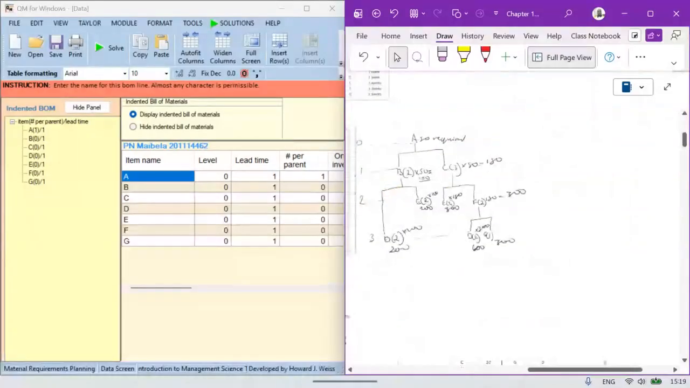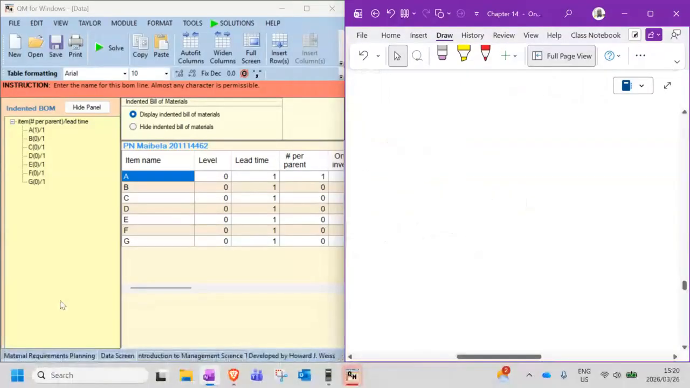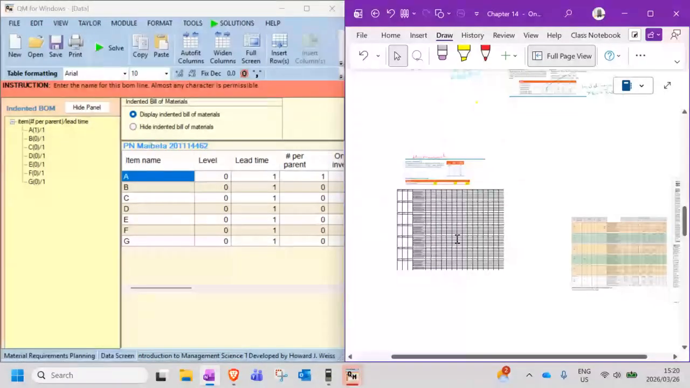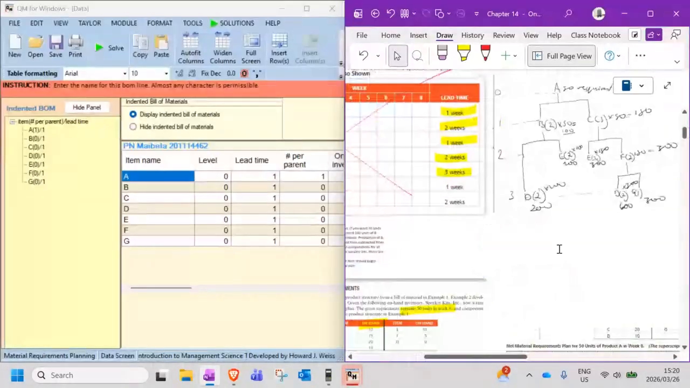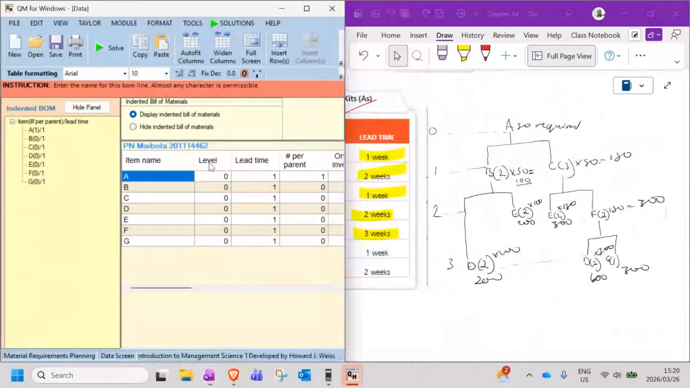Okay, but I know what this is at level 2. I'll respect it. I'll try to remember that. So now the keyboard must come out. We have our product, which is product A, and then level is 0. I'll use my memory, it's fine. Level is 0, lead time 1 week. Per parent, leave it as 1, okay?